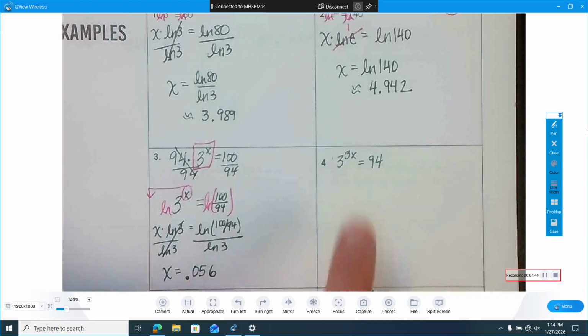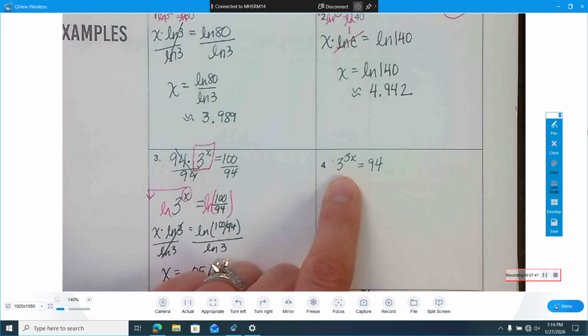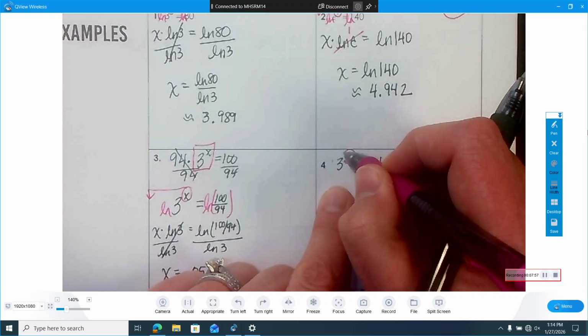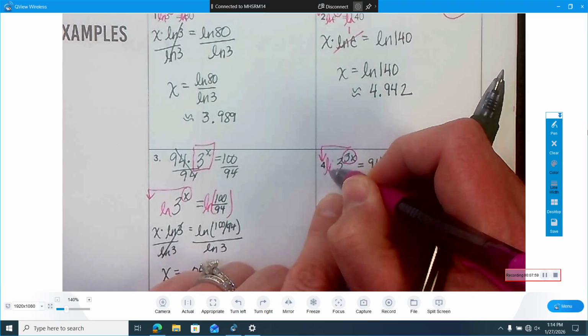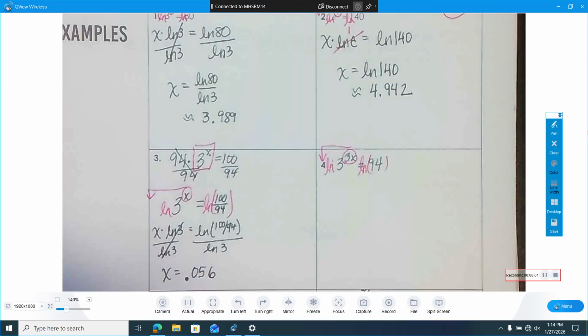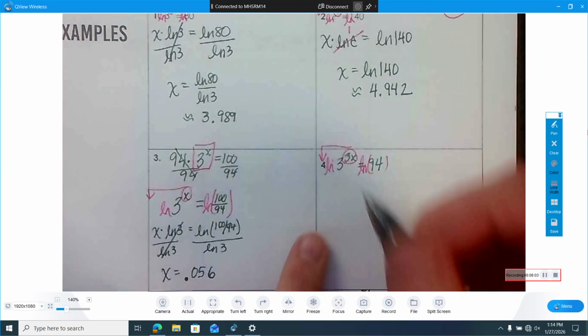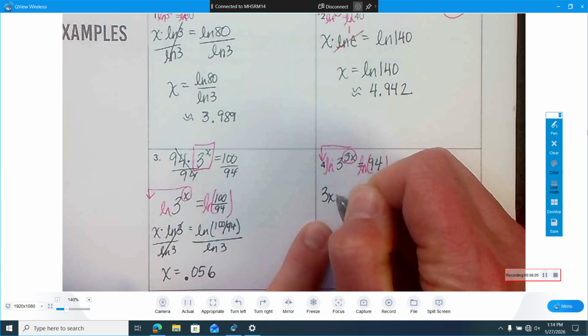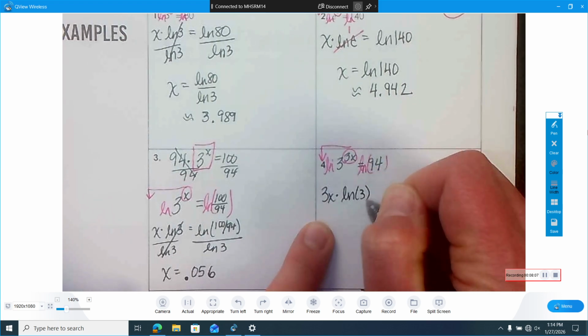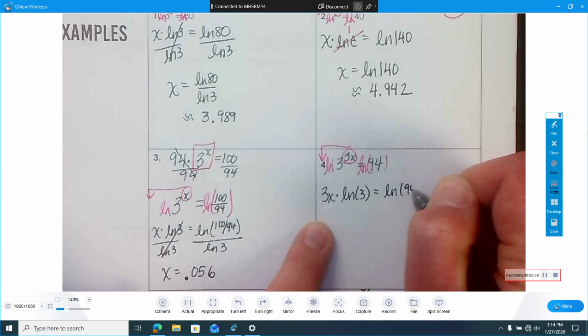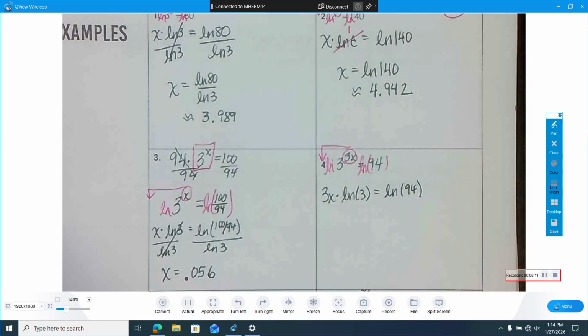All right, number 4. Again, I've got a change for you. This is 3 to the 3x equals 94. Yep, I have to take a natural log right off the bat, so my whole power drops down in front. I take a natural log of both sides. That gives me 3x times the natural log of 3 equals the natural log of 94.